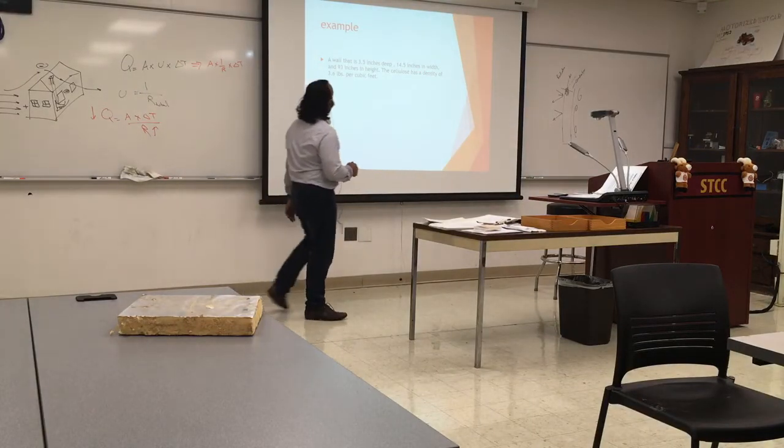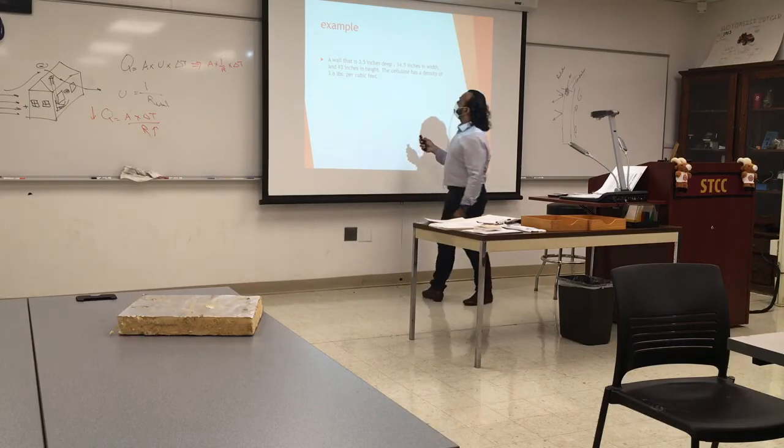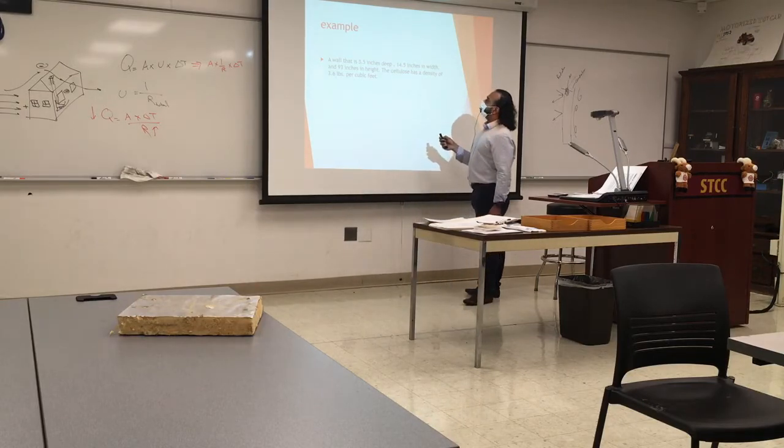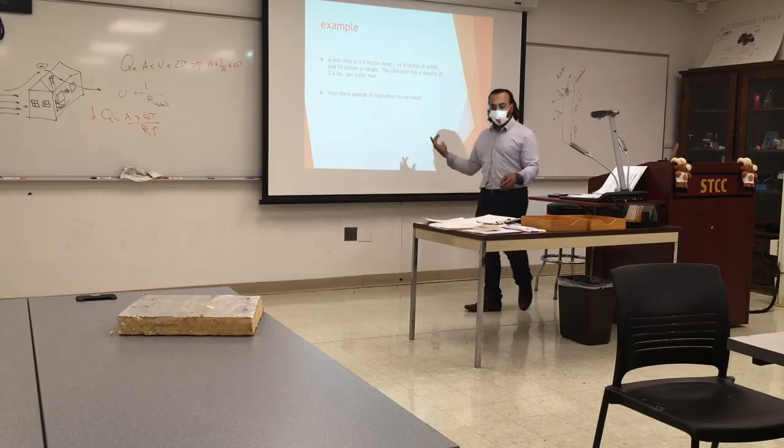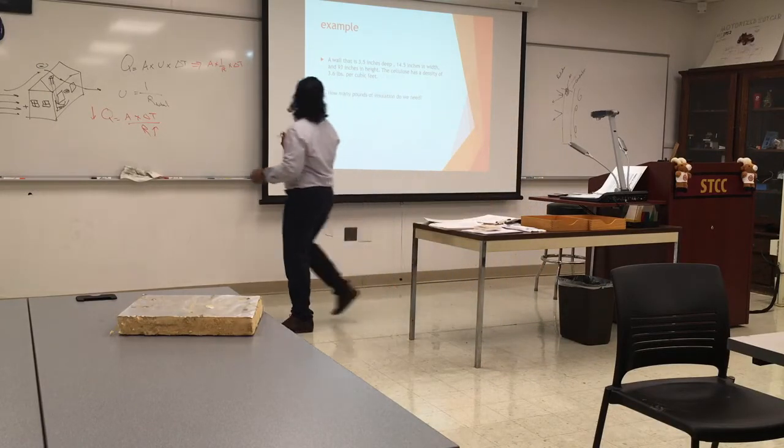A wall that has 3.5 inches deep, 14.5 inches of width, and 93 inches of height. The cellulose has a density of 3.6 pounds per cubic feet. Find the pounds of insulation that we need. So I want to insulate this wall. This is the cavity.